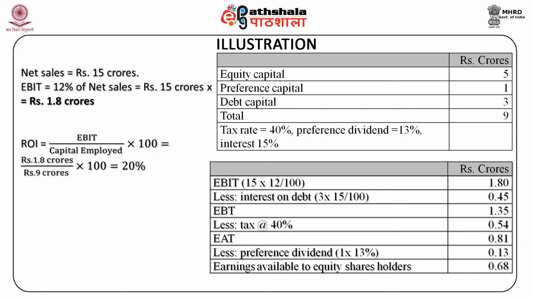Illustration 2. The credit sales of Messrs. XYZ Limited is 16 lakhs per annum. The average debtors of the company are 10 lakhs. Find the debtors turnover ratio. Assume 360 days in a year. Solution 2. Debtors turnover ratio is equal to net credit annual sales divided by average trade debtors, which is equal to 60 lakhs divided by 10 lakhs is equal to 6.